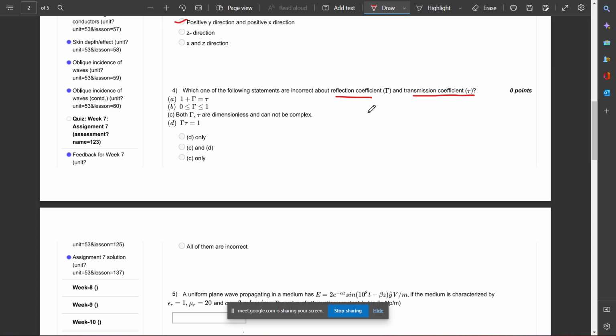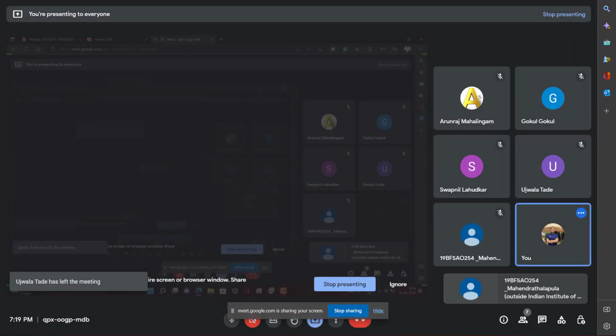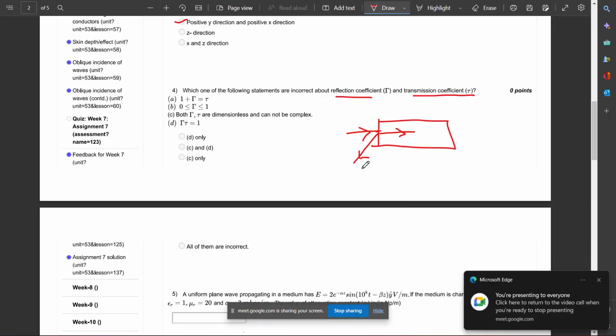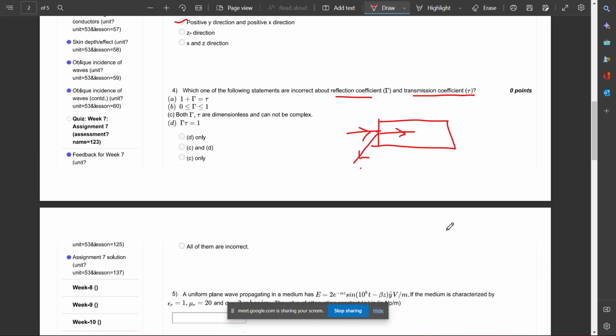Okay, no problem. So see, first is reflection coefficient and transmission coefficient. Let's say that we are sending a wave into a medium. Some part of this wave will be reflected and some part of it will be transmitted, right? So we say some part of it has been reflected with the reflection coefficient of gamma, and some part has been transmitted, which is tau. So the total of reflection coefficient plus transmission coefficient will be equal to 1.